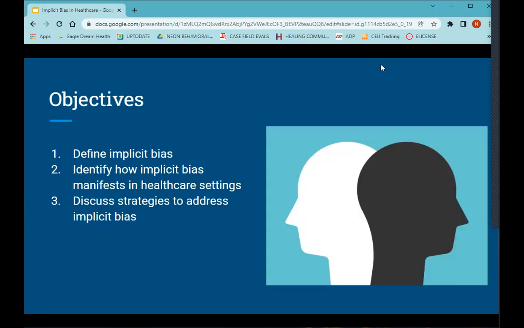So our objectives today are to be able to define implicit bias, identify how it's manifesting in healthcare settings with our patient populations here at Neon, and discuss strategies for how to change it, because I think that part's really important.